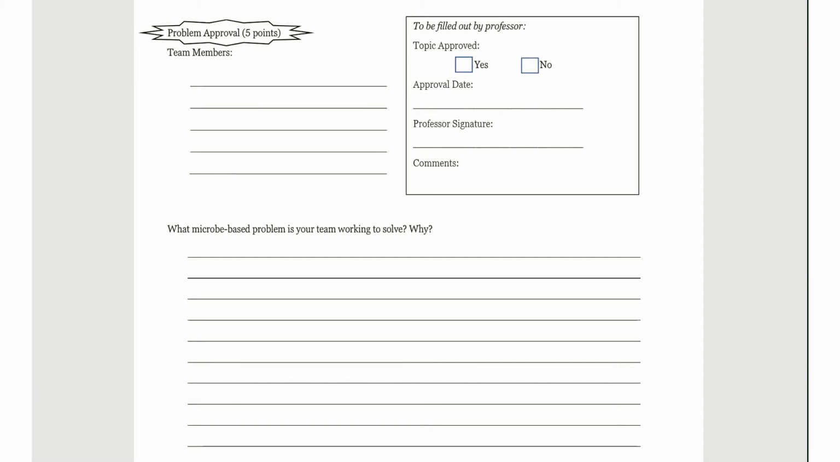Now there's a form for this section, the problem approval form, and this is worth 5 points. You should list your team members and describe what micro-based problem your team is working to solve. This can be short and sweet, but please provide a little bit of detail so I know where you're going with it. This top portion is for me to fill out. I have whether I'll approve your topic or not, your approval date, and of course any comments I have, which I'll probably write somewhere on this page.